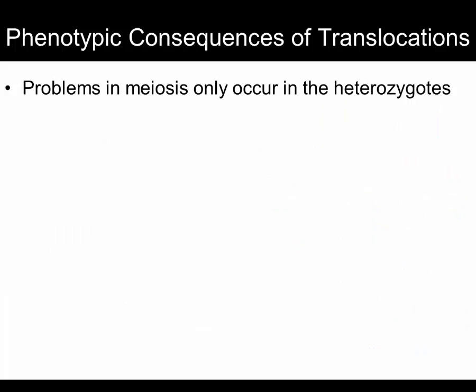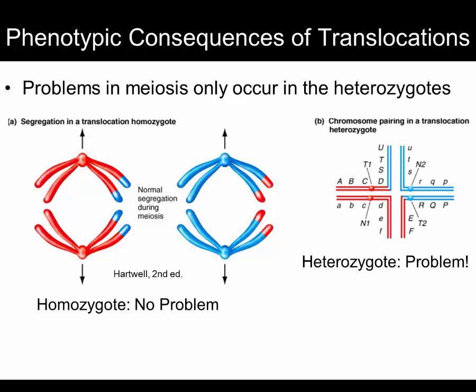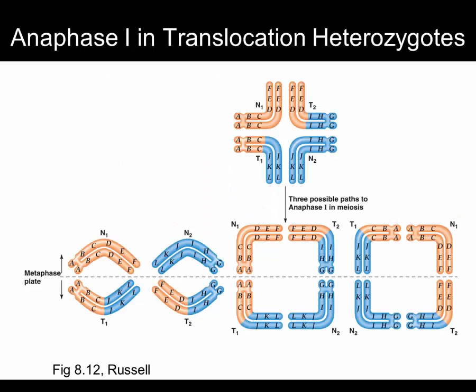The issues in meiosis are only experienced by heterozygotes. When individuals are homozygous for translocations, the chromosomes can align without any trouble. But with heterozygotes, the only way for all the homologous regions to align is to form a group of 4 chromosomes, and meiosis cannot deal with this. Let's call the normal chromosomes N1 and N2, and the chromosomes with translocations T1 and T2. There are 3 ways the chromosomes could separate in anaphase 1.